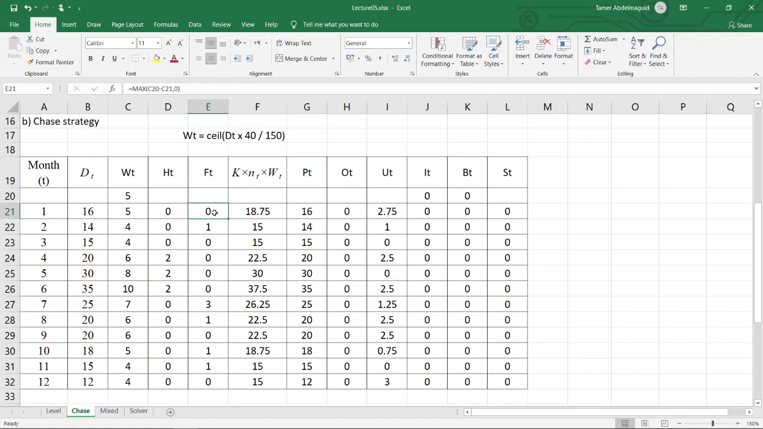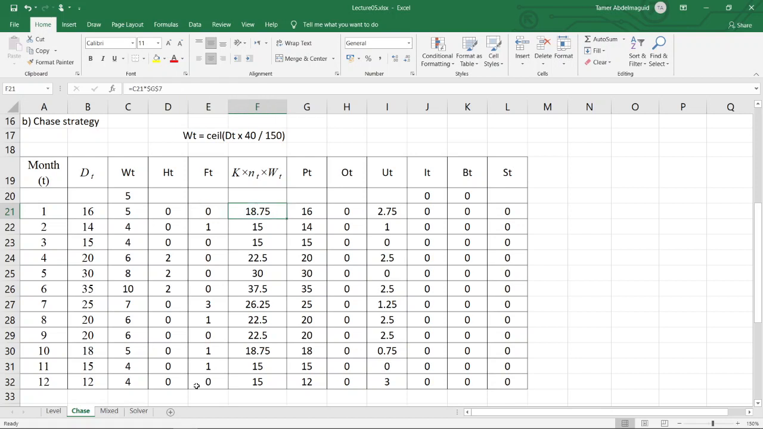The opposite now is for the number of fired workers. It's the maximum of the difference between the number of workers in the previous period and the number of workers of the current period, and 0. So we repeat this formula for the 12 months, and these are the numbers that we have obtained for the number of hired and fired workers.